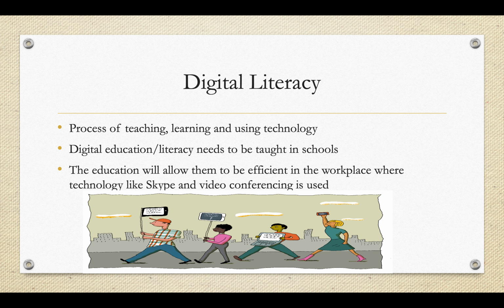Next is digital literacy, the process of teaching, learning, and being able to use technology and the apps. In digital education, literacy needs to be taught in school, so there needs to be CAT or computer application technology. The education will allow them to be more efficient in the workplace, where they can use technology like Skype and video conferencing. And if you are not allowing the access to technology and allowing students to be educated in digital technology, there'll be a lack of digital literacy, and this is going to affect them later in their education and in the workplace.